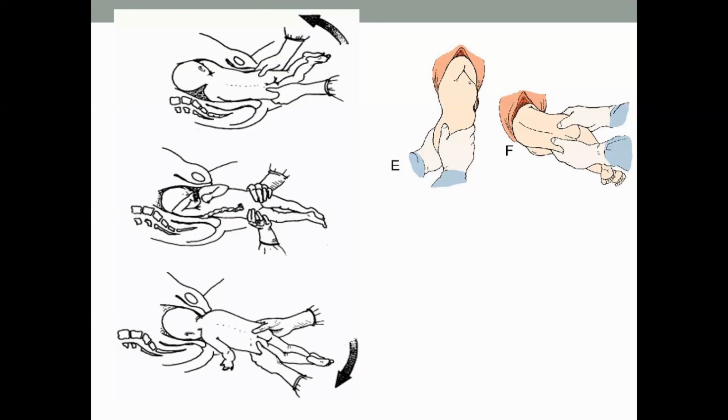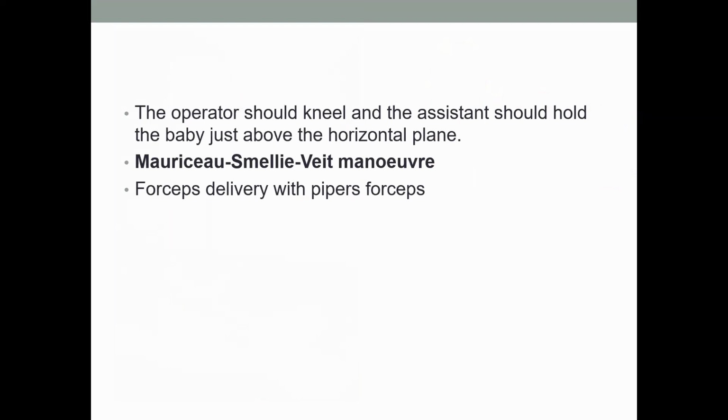So that's called the Lovset. What is the Lovset? You hold the baby from the hips and turn 180 degrees to get the posterior shoulder anterior. Once you deliver that shoulder, you turn another 180 degrees to get the other posterior shoulder anterior, and then you deliver the two shoulders. Once you deliver the shoulders and hands, the next step is to deliver the head.